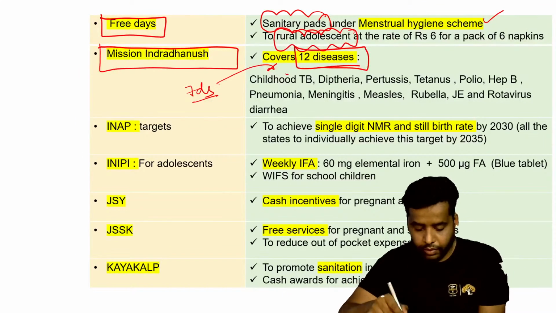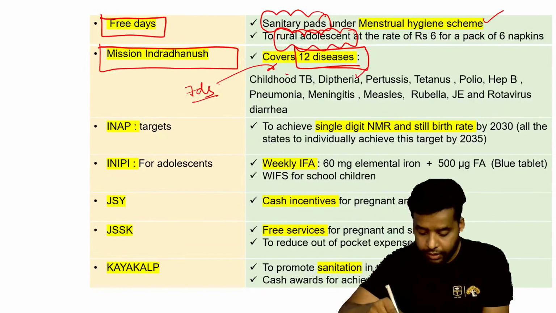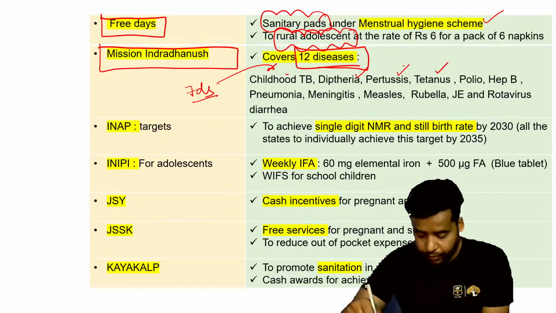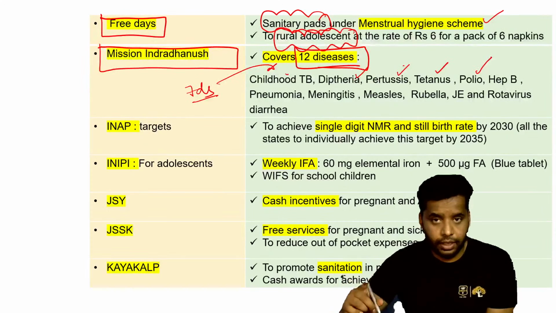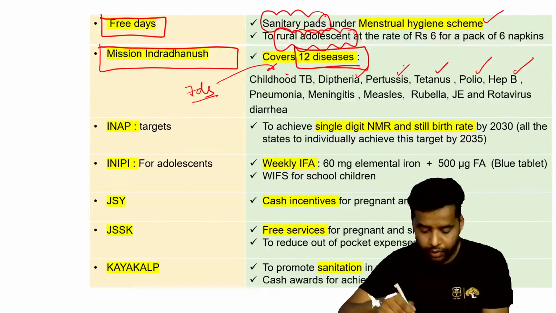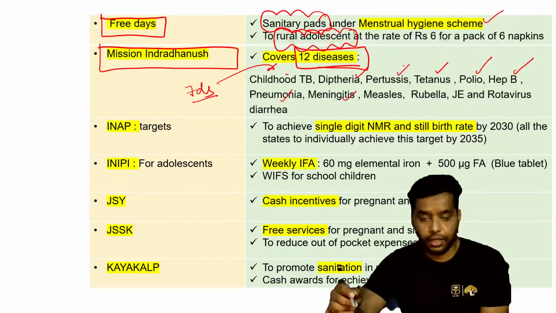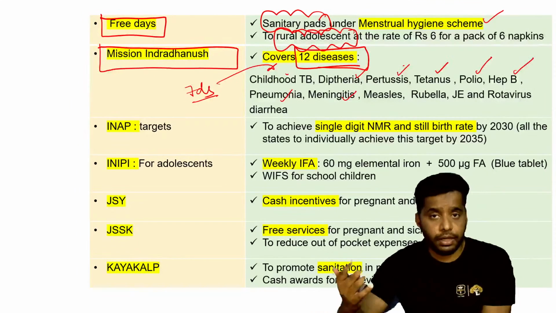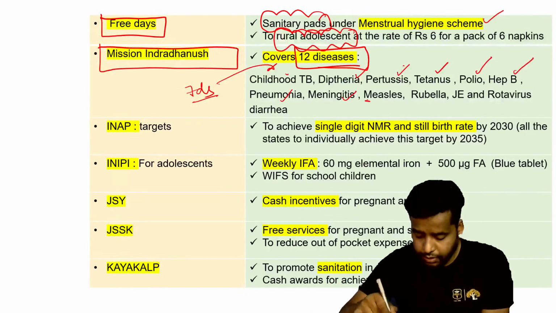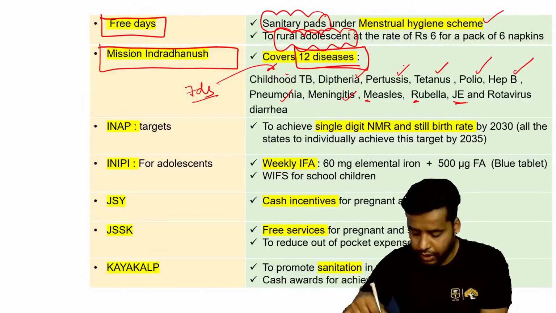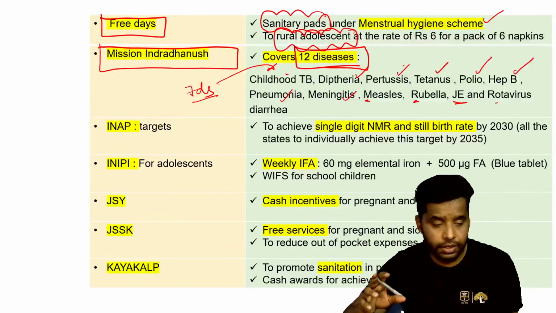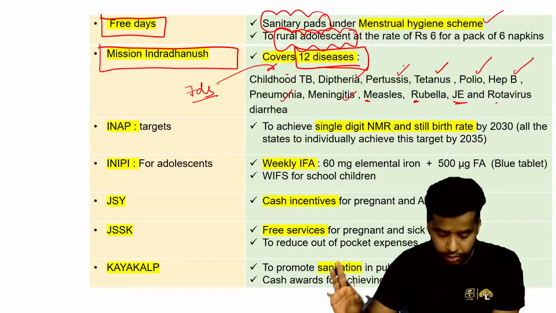Childhood TB, BCG can prevent. Diphtheria, pertussis, tetanus, DPT. Polio, OPV and IPV are also there in the schedule. Hepatitis B, pneumonia, meningitis, important. Meningitis can be prevented by Hib vaccine. Hib is a part of pentavalent. Measles, rubella, and rotavirus diarrhea. So total 12 vaccine preventable diseases under Mission Indradhanush.